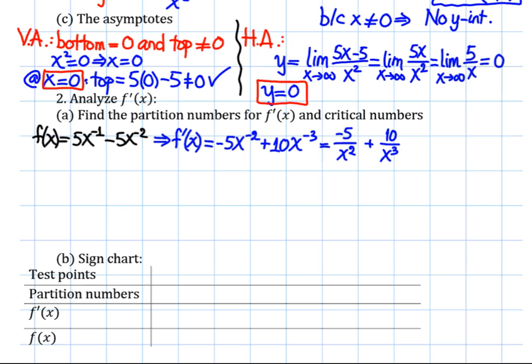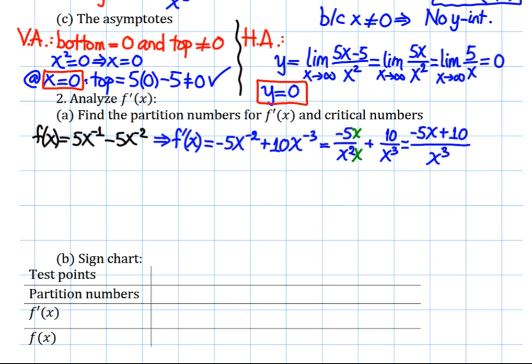I need to combine this into one big fraction. It will be easier to solve for the critical points or the partition numbers. So I multiply x on the top, x at the bottom. So the bottom we have x cubed, the common denominator. On the top we have negative 5x plus 10. Right, so that is the derivative.